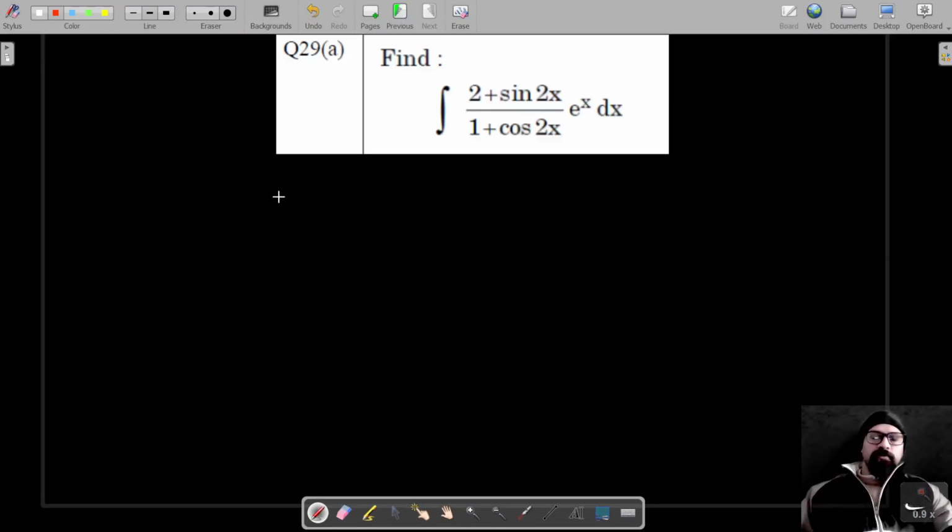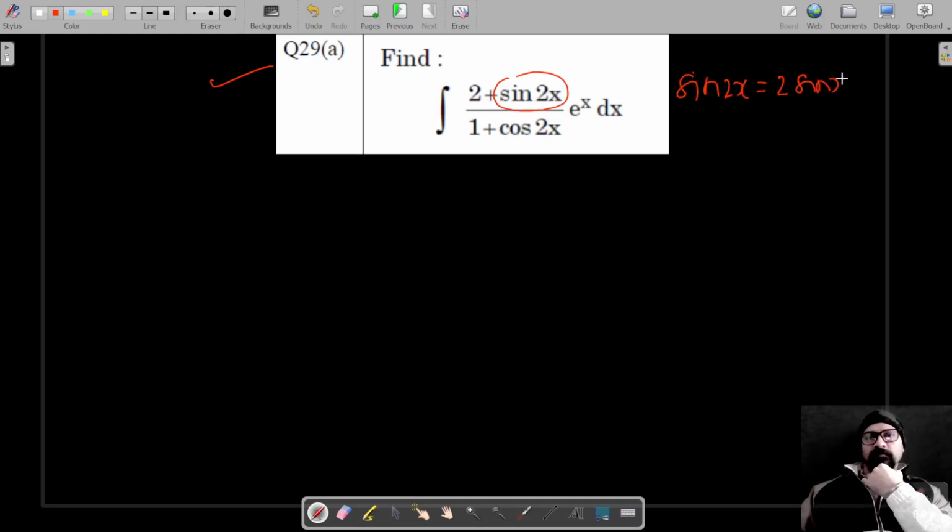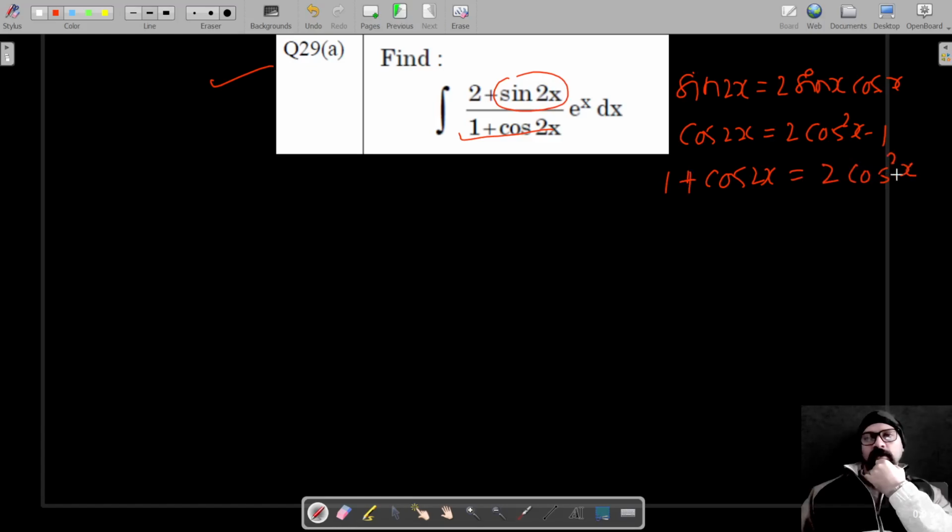Okay, for question number 29, part A, we have to find the integral of 2 plus sine 2x upon 1 plus cos 2x. Now this sine 2x, we know that it's 2 sine x into cos x, and we are going to replace this with 2 sine x into cos x. Now cos 2x in terms of cos is 2 cos square x minus 1, which gives me 1 plus cos 2x is equal to 2 cos square x.